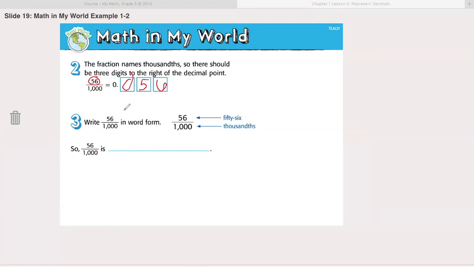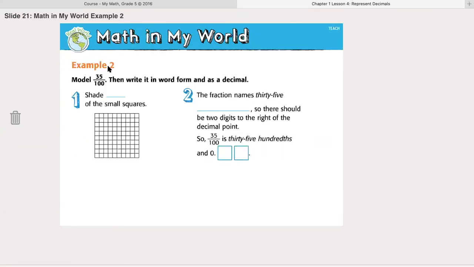Number 3. Write 56 thousandths in word form. The 56 is here, thousandths is here. So 56 thousandths is in word form communicated as 56 thousandths. That's in word form.